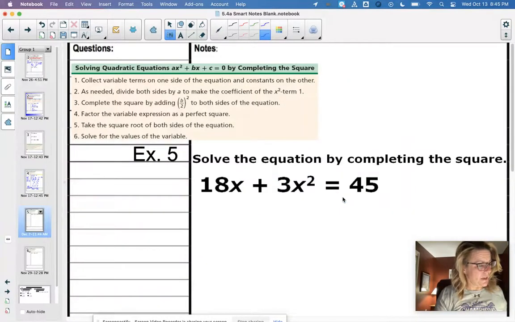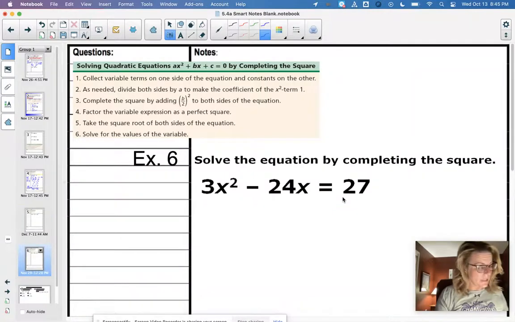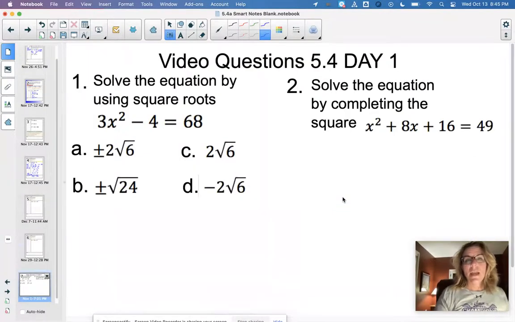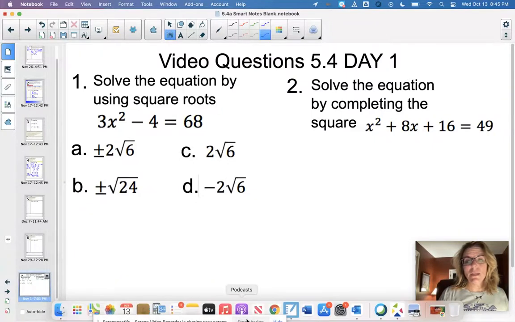Example 5, save for class. Example 6, save for class. And video questions. Solve the equation by using square roots, and then solve the equation by completing the square.